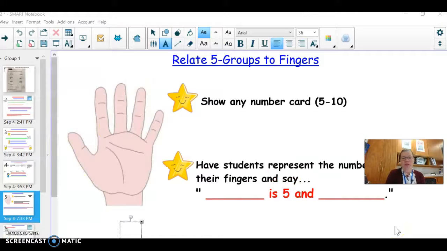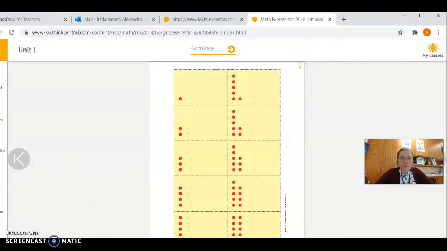Okay, so what we're going to do now is relate our 5 groups like we've been talking about on our cards to our fingers. So I'm going to go back to my screen here, and I'm going to choose 7. So can you show me 7 fingers? 5 and 2 more. That's 7. Good. Okay, now let's show 9 on our fingers. 9 fingers. Okay, that's 5 and 4 more. And we could also say that's 5 plus 4.